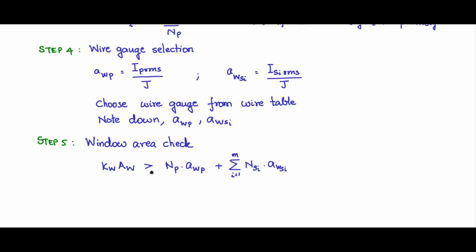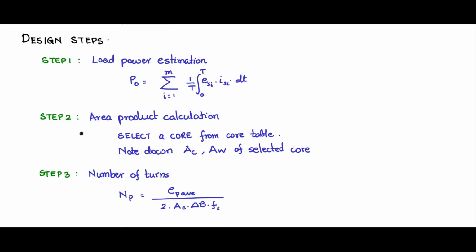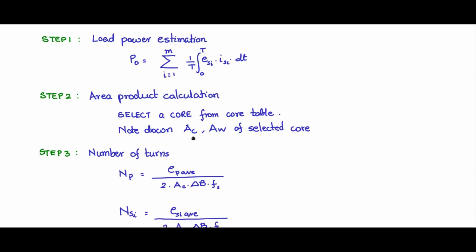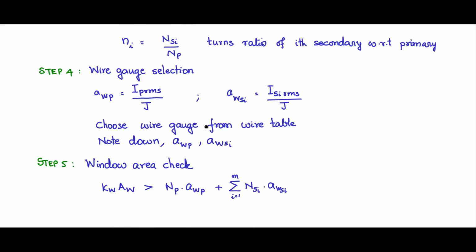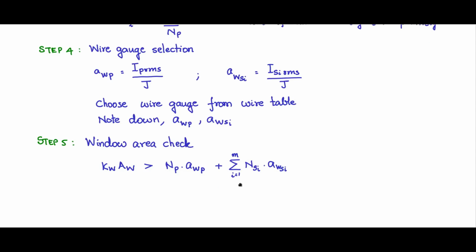If this inequality is not satisfied, you go back to step 2. Select another core having a higher area product, and then repeat all the calculations of step 3 and step 4 again, till the step 5 inequality is satisfied. Then the design is successfully completed.